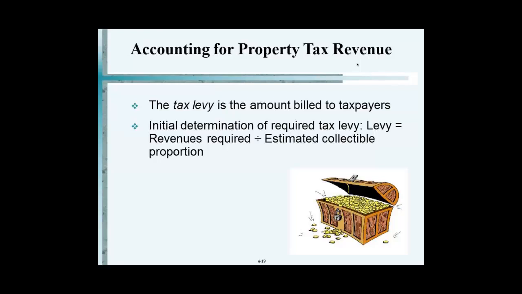This is what we talked about, the tax levy, also called the gross tax levy. So again, if my uncollectible rate was 4%, and I needed to raise $960,000, what would be my gross tax levy? 960 divided by 0.96, which then gives me $1 million that I need to raise. And that's an example.